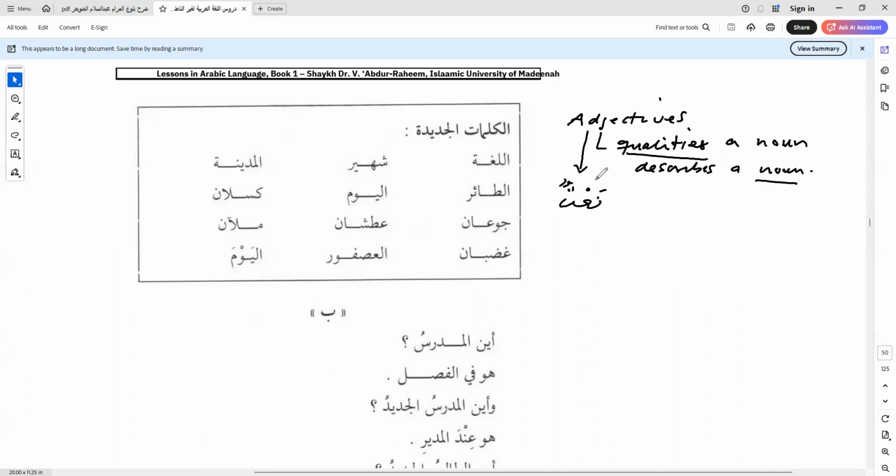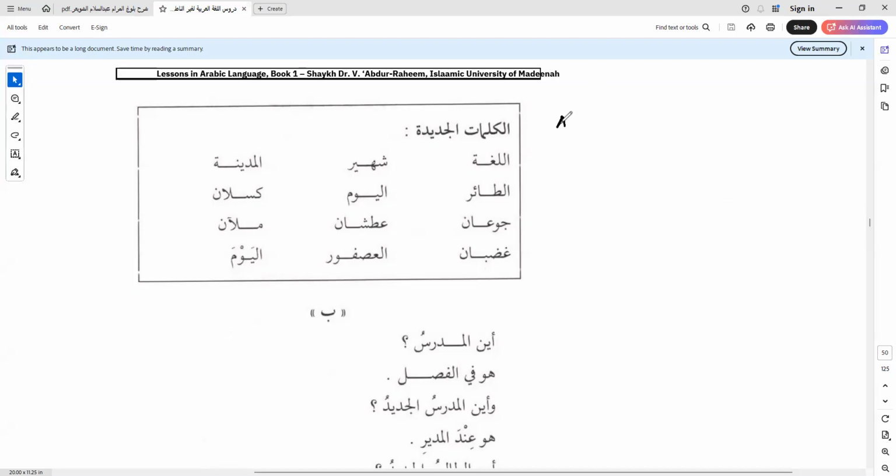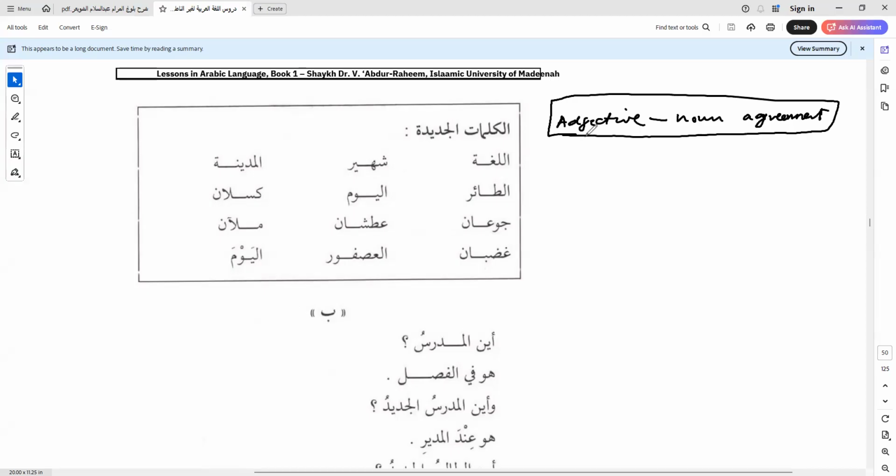What about the noun that it describes? It's called man'ut. So don't forget these two terminologies. It's very, very important. Na'atun wa man'utun. Remember we said in Arabic there is what we call adjective noun agreement. That is to say, the adjective and the noun must agree in everything.